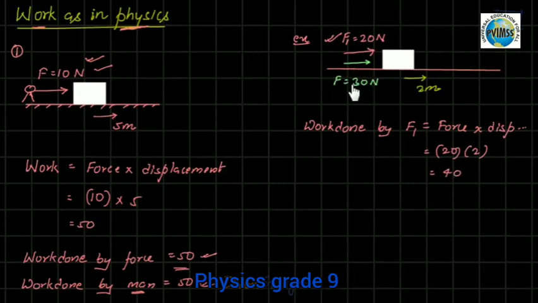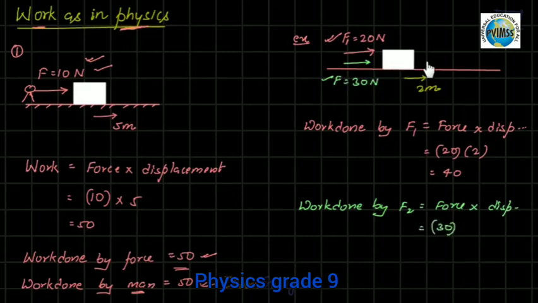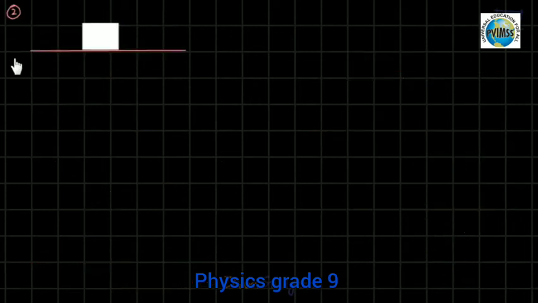Now come to the second force, that is of 30 Newton. So suppose that F equals 30 Newton is F2. So work done by F2 is equal to force into displacement, that is 30 into 2. Okay, 30 into 2 equals 60. So work done by F2 equals 60. So this was our first point regarding work in physics.